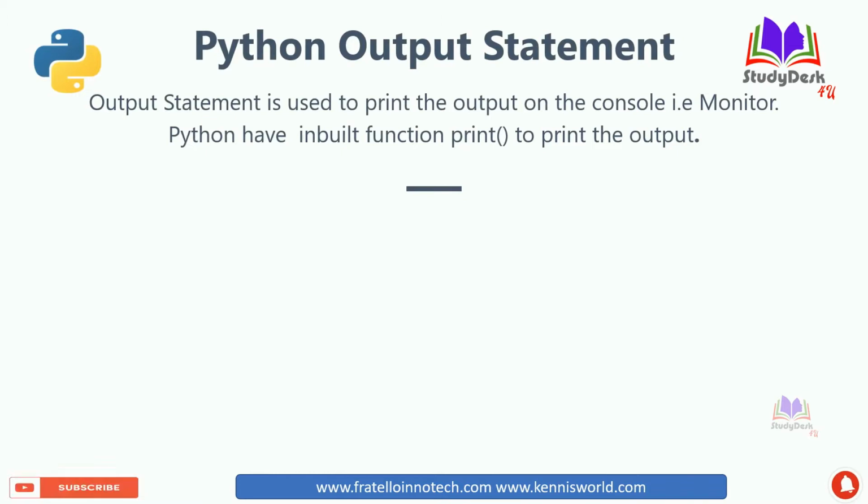And next, the output statement. Generally in any programming language we require IO, that means input statement and output statement. The output statement is used to print the output on the monitor or console. Python provides print as an inbuilt function to print the output on the monitor.